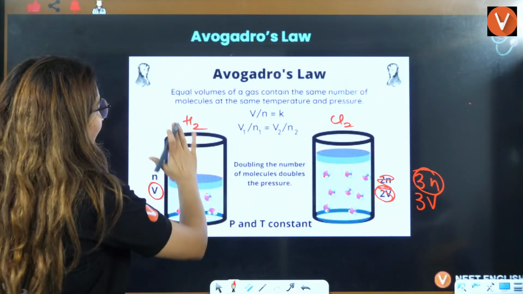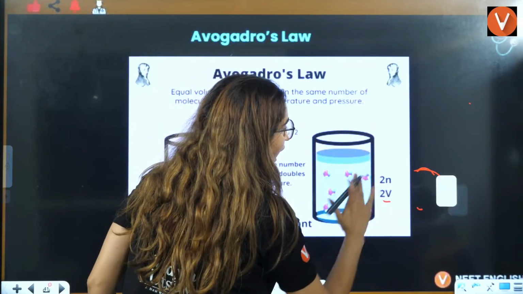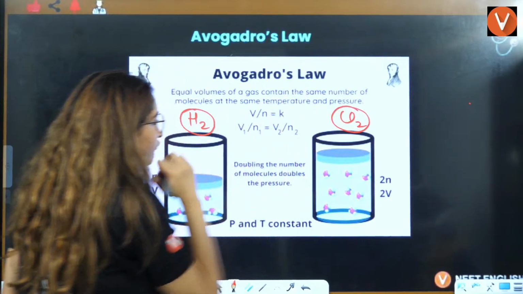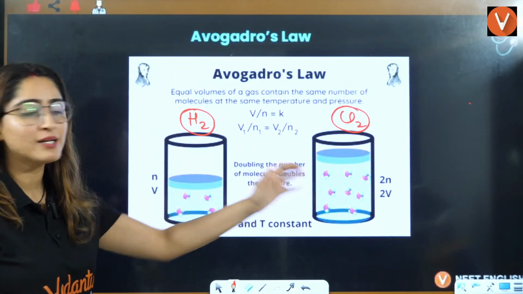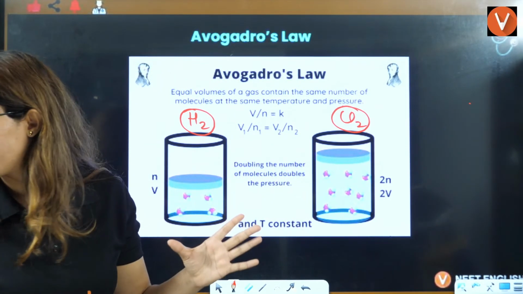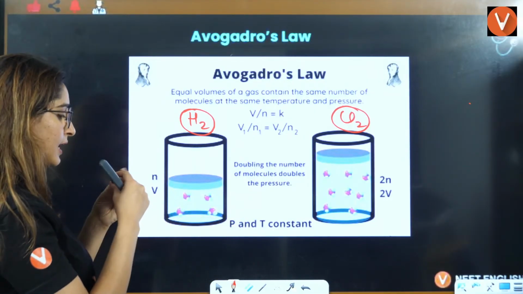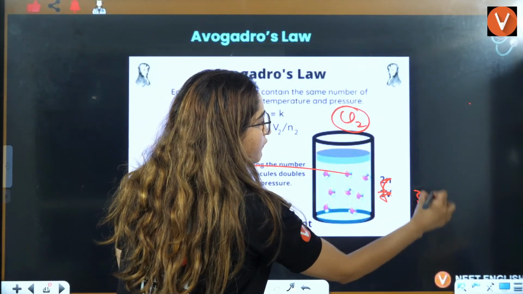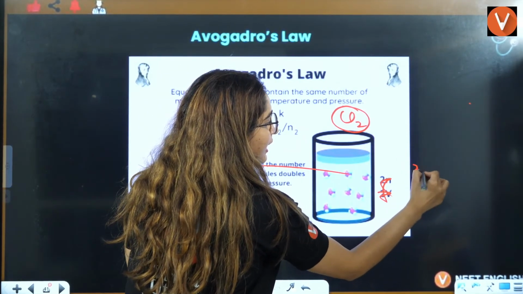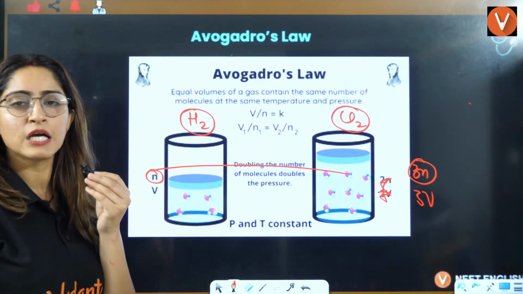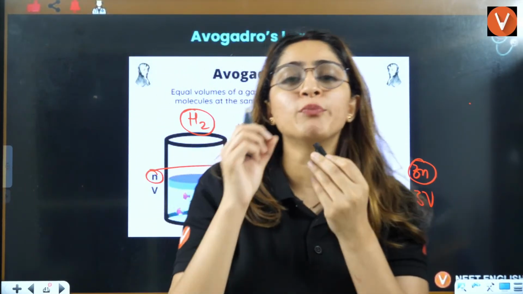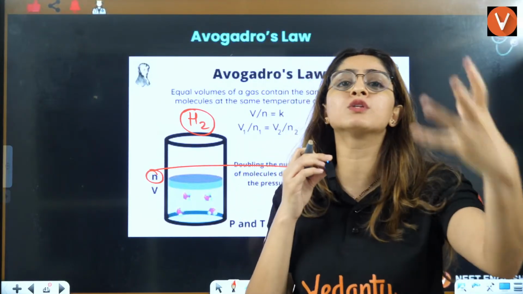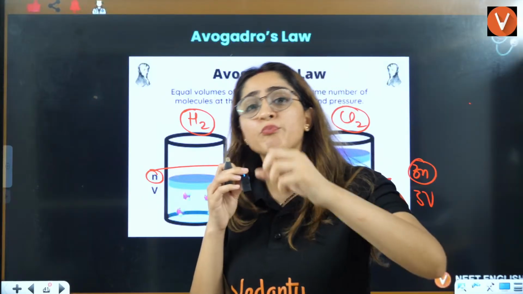So what I was saying is that if this is H2, this is Cl2, and I say the volume is double, then the number of molecules will be double. If the volume is tripled, then the number of molecules will also be tripled. If this is 3V, this will also be 3N. So if the volume is same, the number of molecules is same. If the volume is double, the molecules are double. If the volume is triple, the molecules are triple.